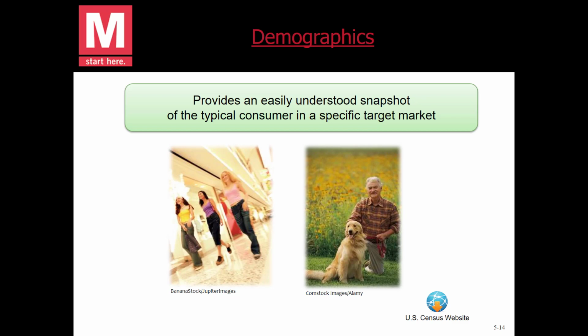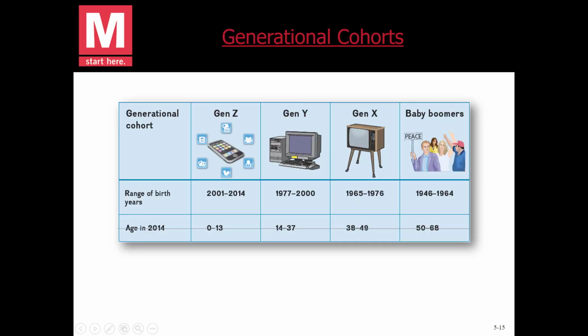So let's look at the first demographic variable, which is age. With respect to age, you can divide your consumers into various generation cohorts. Consumers who were born between 1946 and 1964 are called baby boomers.